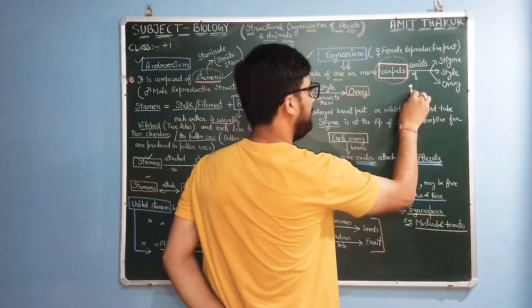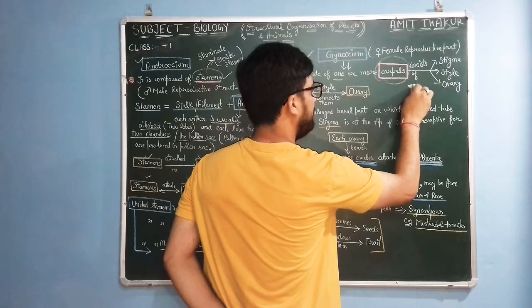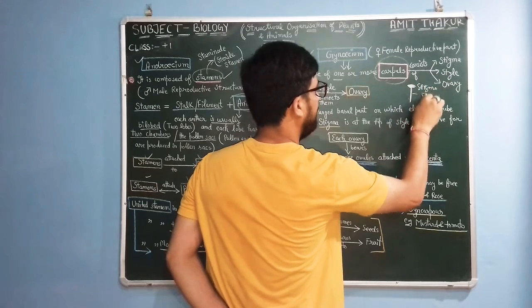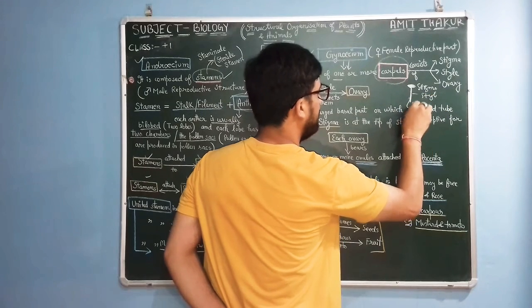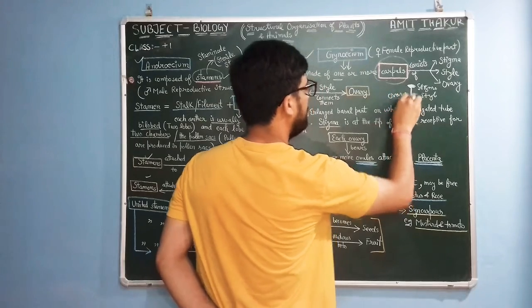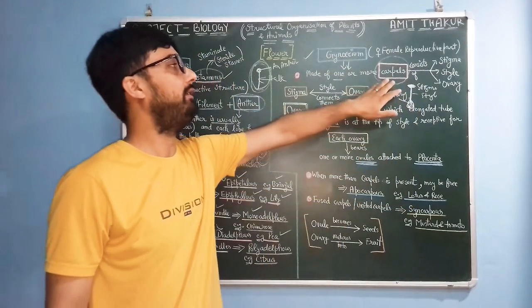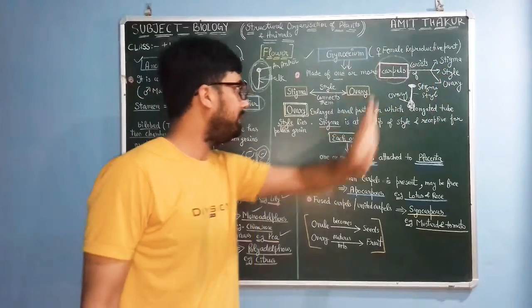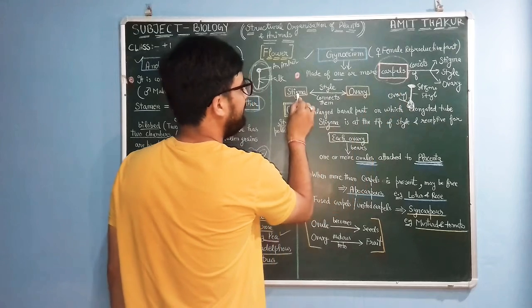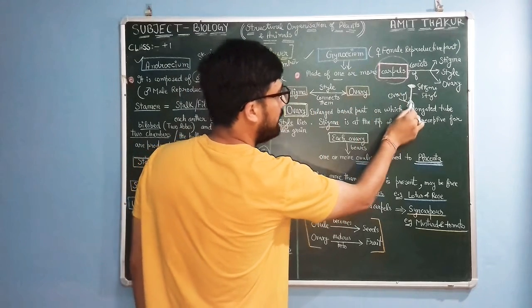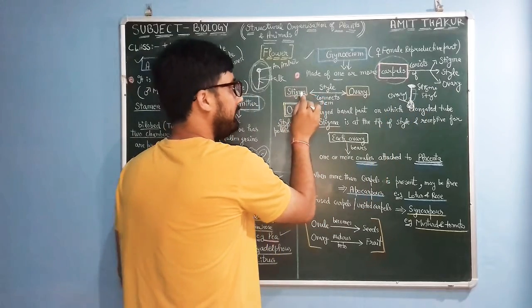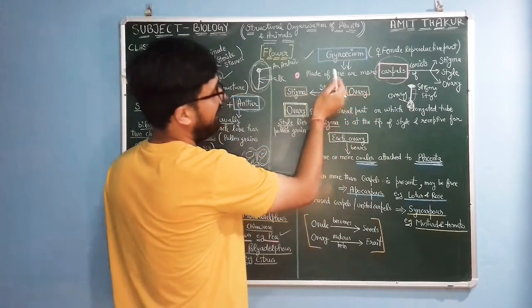This is the stigma part. This is the style. And here, the basal part, a long structure, this is the ovary. So this carpel consists of stigma, style, and ovary. This stigma is connected to the ovary with the help of this style.